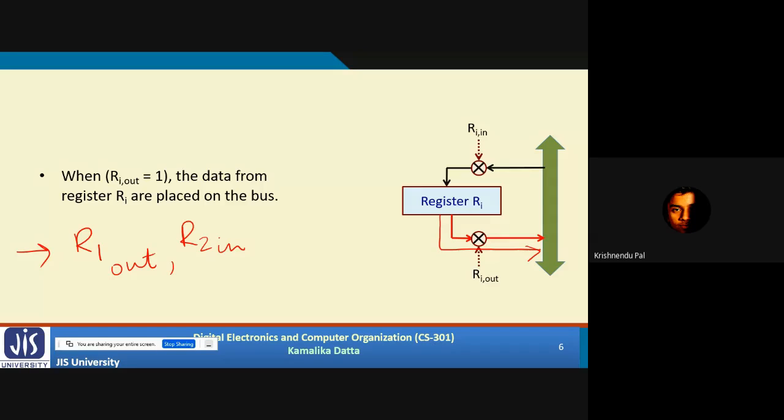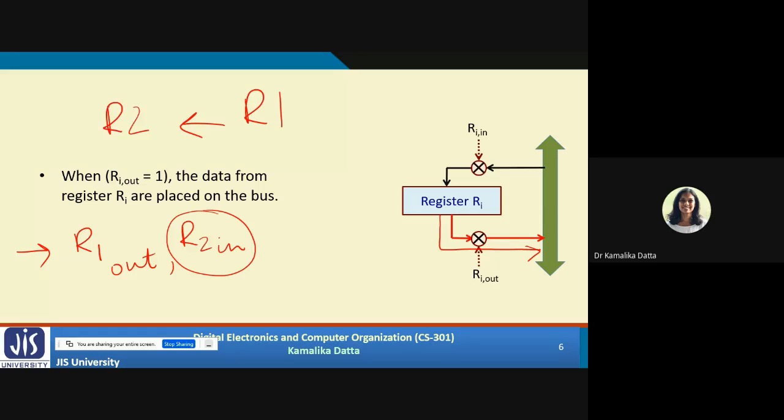The content of R1 is placed on the bus, and that content is going again from the bus to the R2 register. Perfect. Very good. So this is what it is doing. Content of R1 is available onto the bus, and from the bus the content will move into R2. That means simply R1 data is moving to R2. That's it. Isn't it?